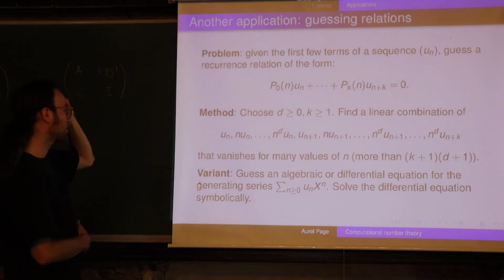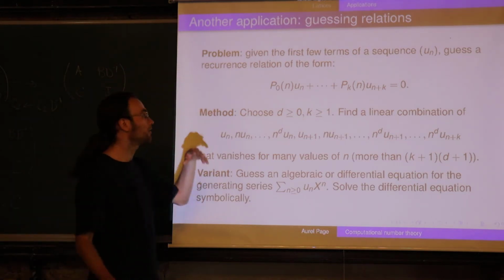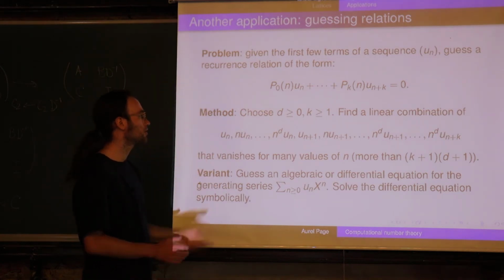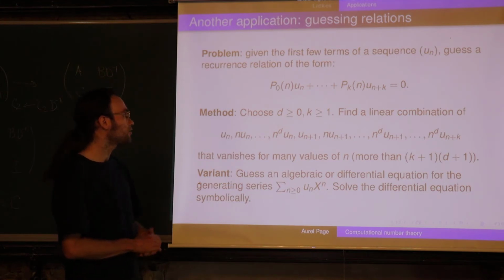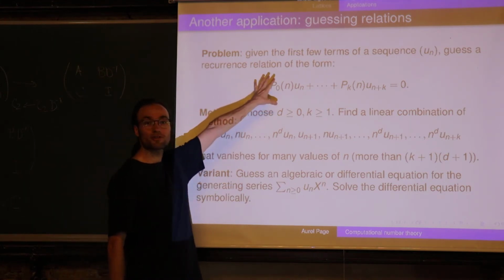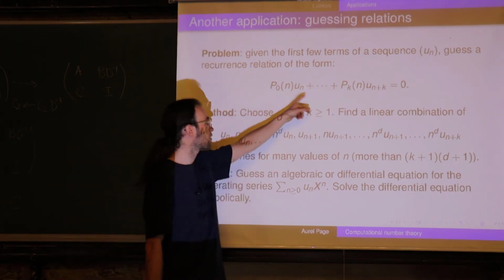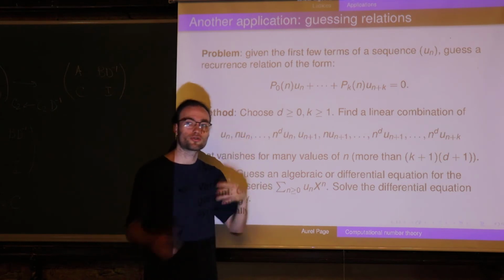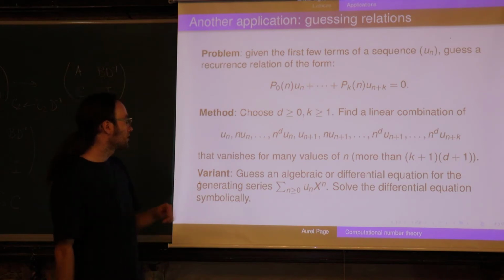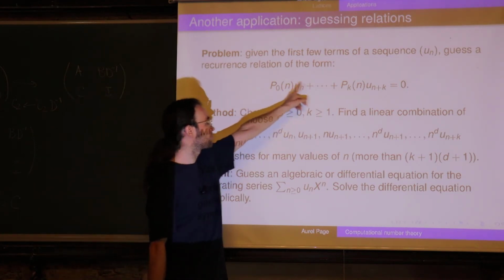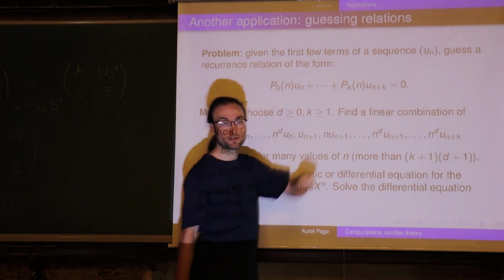Let me give you an application of a completely different type. You are given a sequence of numbers in some ring that you're interested in, and you want to guess some linear recurrence on this sequence with polynomial coefficients. Or I guess you could put other types. And here's the method. You choose a bound on the degree of the polynomials and a bound on the order of the recurrence, like the number of terms here.